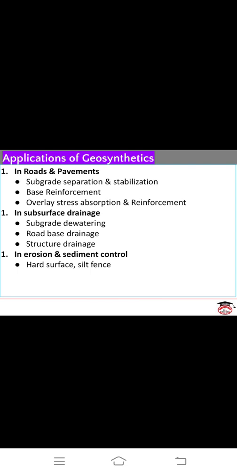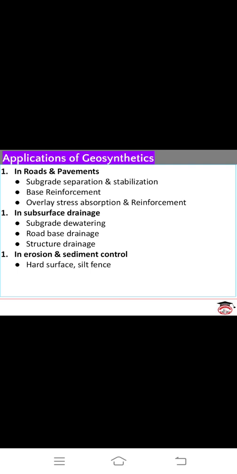So the learning objectives of this video are basic components of reinforced soil, mechanism of reinforced soil, types of geosynthetics, functional properties of geosynthetics, and requirement of geosynthetics. The first three objectives we already covered in my previous lecture. Today we will cover the remaining two objectives, that is functional properties of geosynthetics and requirement of geosynthetics.